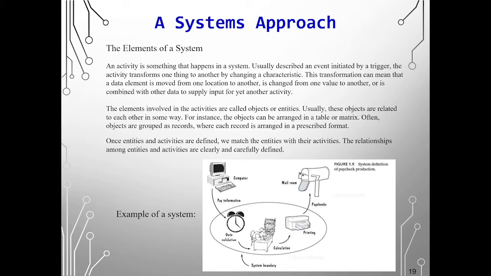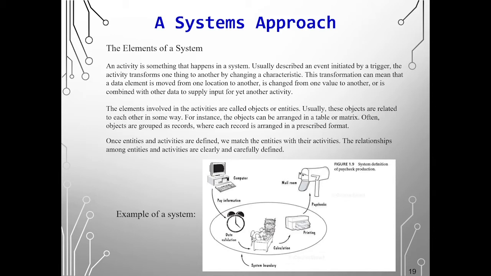The second element involved are called objects or entities. Usually these objects are related to each other in some way. For instance, the objects can be arranged in a table matrix. Often objects are grouped as records, where each record is arranged in a prescribed format. Once entities and activities are defined, we match the entities with the activities. The relationships among entities and activities are clearly and carefully defined.